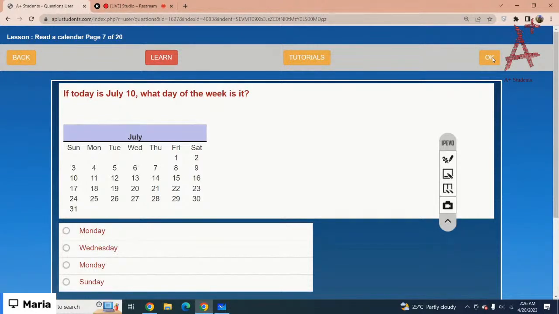If today is July 10, what day of the week is it? Here you have July 10. Here is the 10th. Just look at the day. So it would be Sunday. Got it? That means on July 10 it would be Sunday.